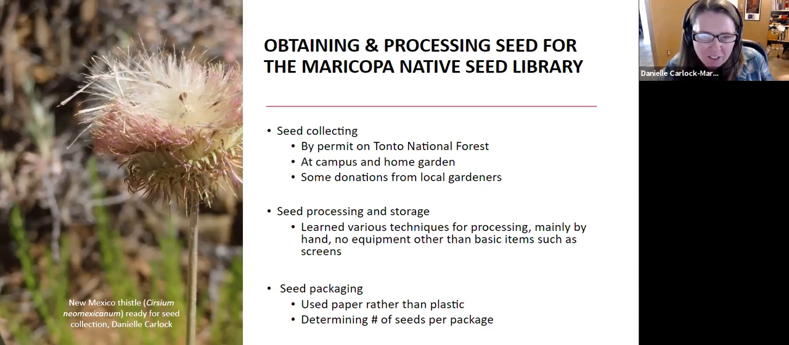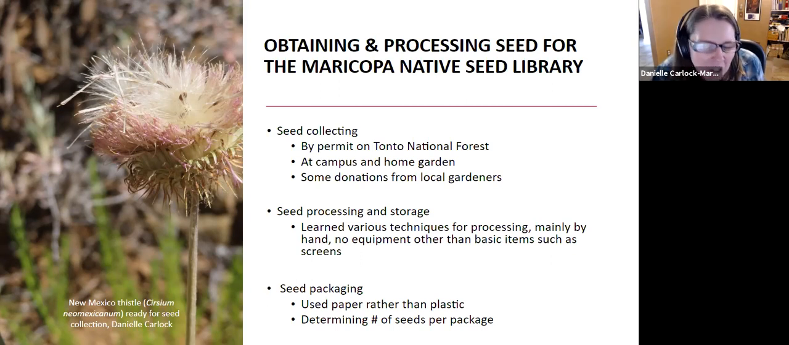So I was really interested in pursuing this, but I don't think everybody who's going to do a native seed library has to go this route. But I actually got a permit from the Tonto National Forest, and I've been going out and collecting out there on my hikes. And so that's been one of my big sources for seed. And then I've also been collecting on the campus garden, because we have a fantastic campus garden that has a lot of the plants that are in the seed library. I'll talk more about that later. And then my home garden. So those have been my sources.